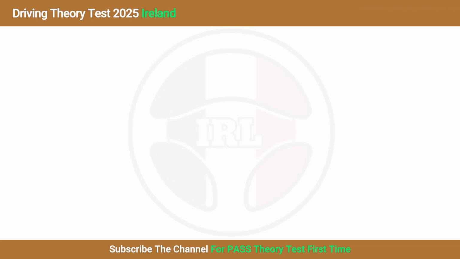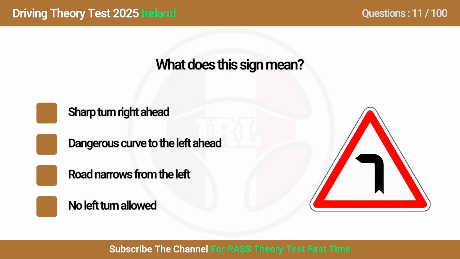Question 11. What does this sign mean? A. Sharp turn right ahead. B. Dangerous curve to the left ahead. C. Road narrows from the left. D. No left turn allowed.